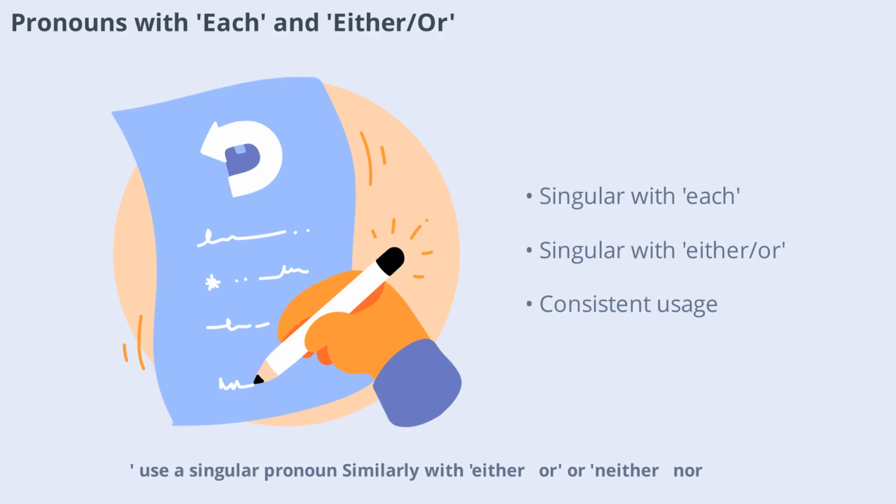When two singular nouns are joined by 'and' preceded by each or every, use a singular pronoun. Similarly, with either-or and neither-nor, use a singular pronoun. For example, each boy and each girl has to switch his mobile off.